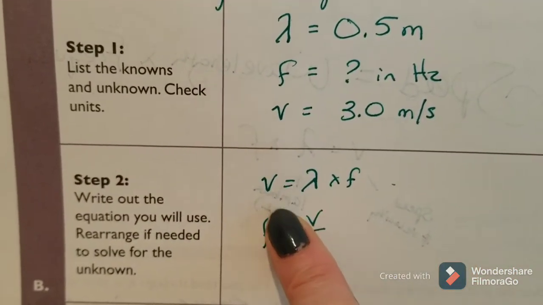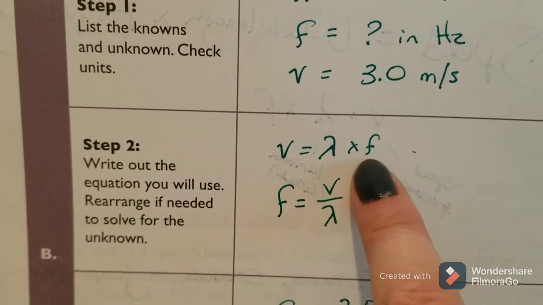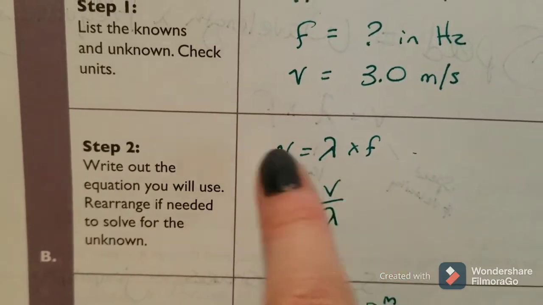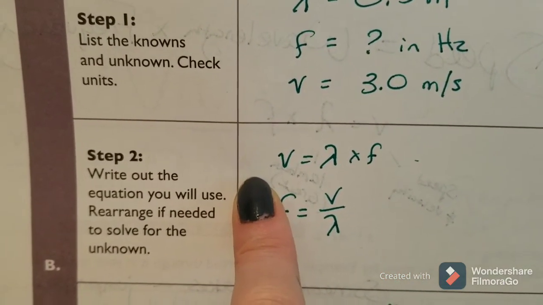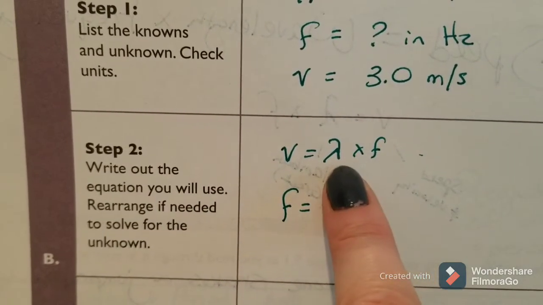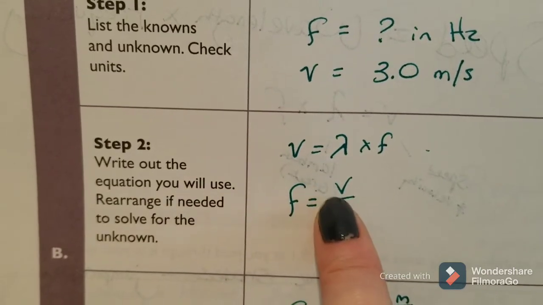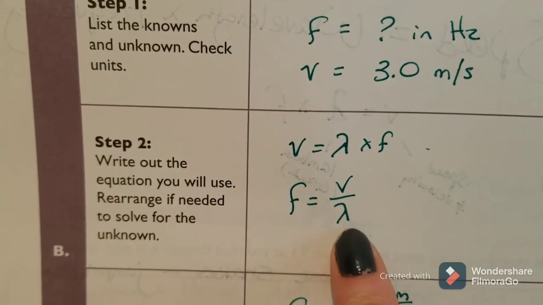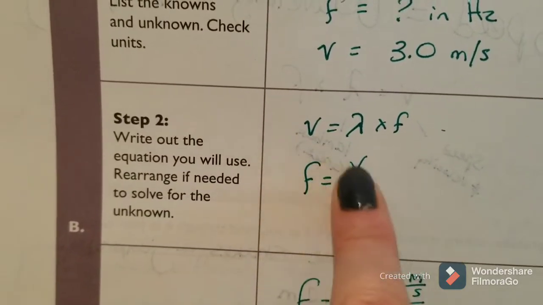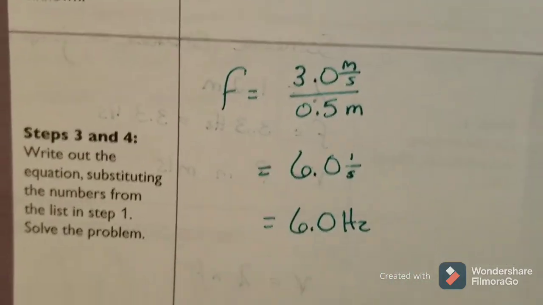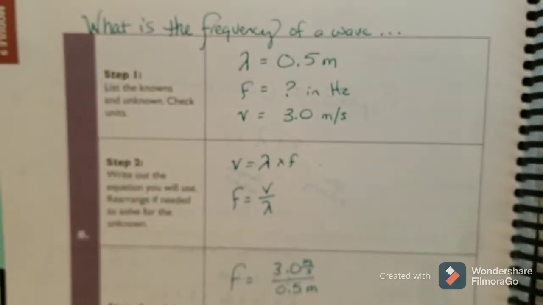So we've got this. We want to reconfigure this so that we can determine frequency. If we have multiplication here, we need to divide both sides in order to get f alone. So we're going to divide this side by lambda, and we're going to divide this side by lambda, and there we go. Velocity divided by lambda equals frequency. That's how we got that. It's not magic, people.